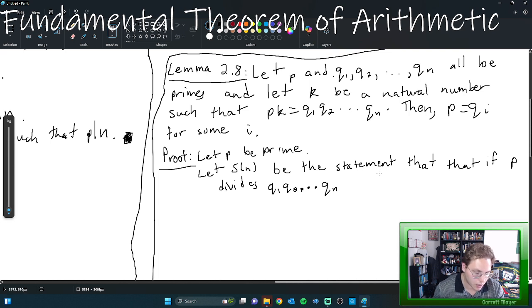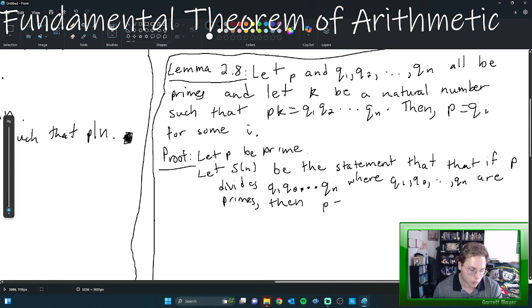So, yeah. That if P divides Q1, Q2, ..., Qn, where Q1, Q2, ..., Qn are primes, then P equals Qi for some i. So let's see kind of how this works with the base case. We'll start there.